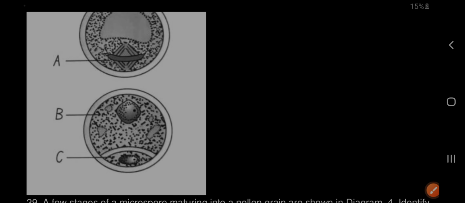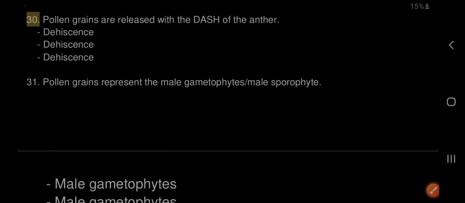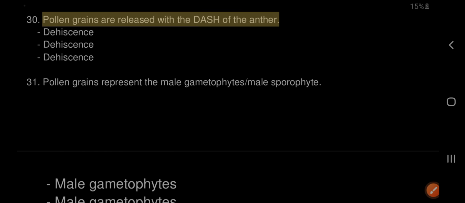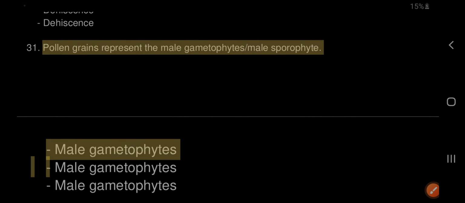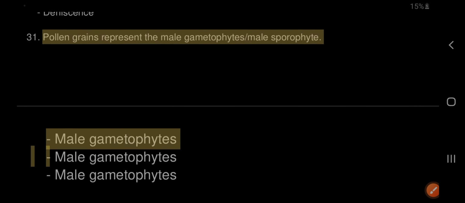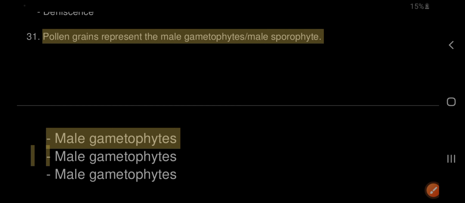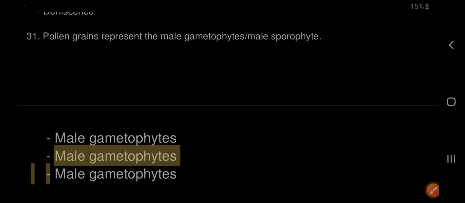30. Pollen grains are released with the dehiscence of the anther. 31. Pollen grains represent the male gametophytes.